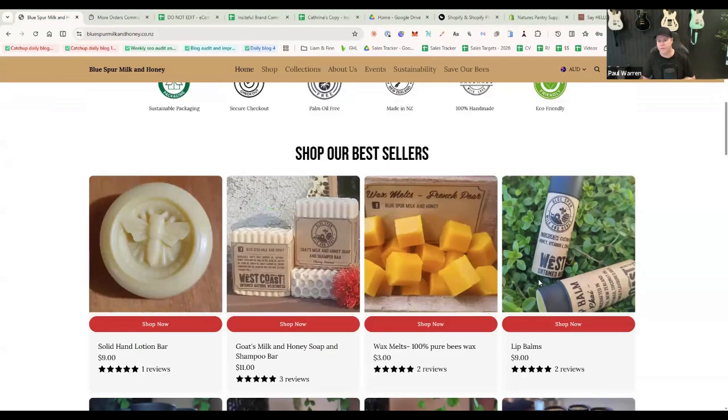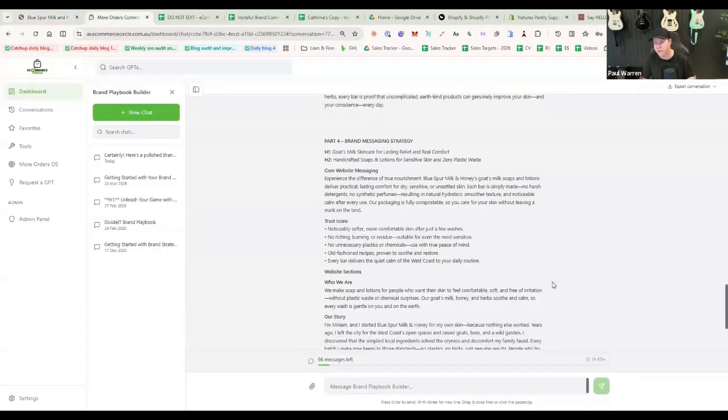So what did I come up with there? Experience the difference of true nourishment. Blue Spur Milk and Honey Goats goat's milk soaps and lotions deliver practical, lasting comfort for dry, sensitive and unsettled skin. People go, yep, I've got one of those things. Each bar is simply made. It's got no detergents, no synthetic perfumes. It's got results in natural hydration. I'm reading that myself and I'm like, I should buy some of that.